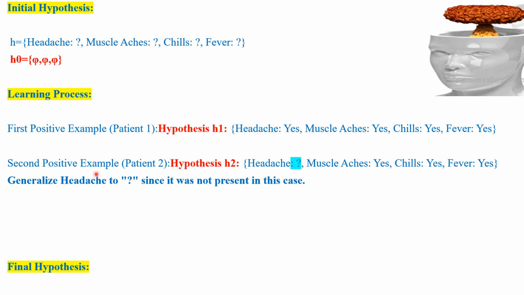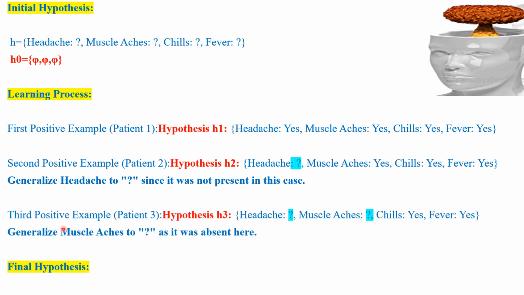And then while we check the muscle ache value for patient 2, it is S. So it matches with the previous hypothesis H1. So we are retaining it. And while I check chills, this also matches with the H1 attribute value S. So we are retaining it.